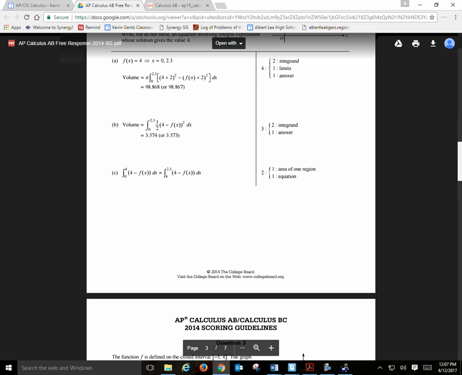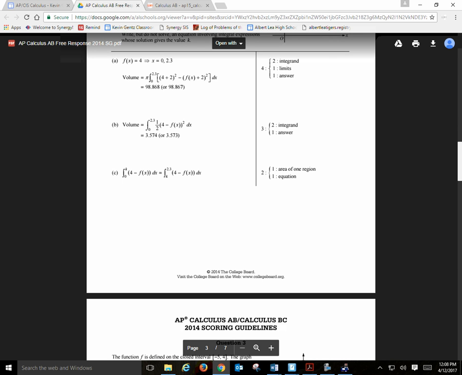So the first one, it gives you 2 points for the integrand, or the integral, as you set that up. So 0 to 2.3. Gives you 1 point for finding the limits of 0 and 2.3. Setting f of x equal to 4 on your calculator, you come up with 98.868, which is 31 pi approximately. So we did good there, right? The next one, you can see the 1/2 of 4 minus f of x quantity squared, dx, which we came up with the 3.57.